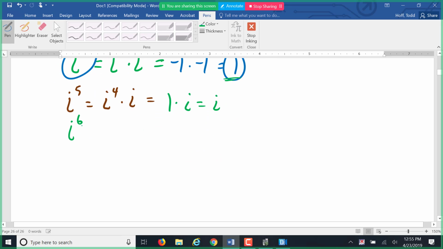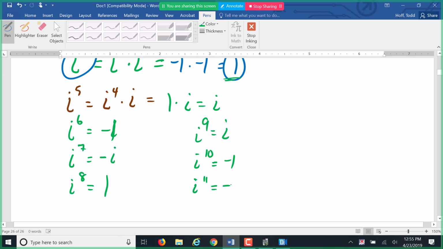i to the sixth is going to be negative 1. i to the seventh is going to be negative i. i to the eighth is going to be positive 1 again. i to the ninth is going to be just i. i to the 10th, negative 1 again. i to the 11th, negative i. i to the 12th is positive 1, or just 1.